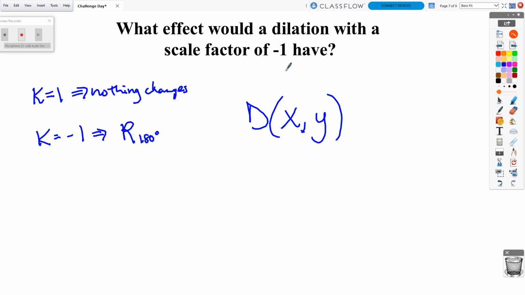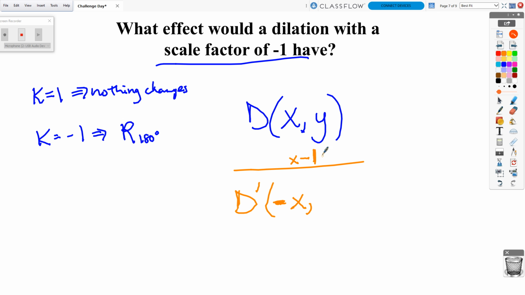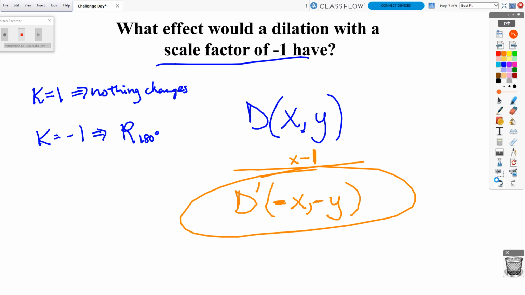And I go, hey, here's what I want you to do. I want you to dilate point D with a scale factor of -1. All right? So that means I need to multiply my x and y coordinates by -1. So D prime would end up at, so x times -1, that's -x. Y times -1, well, that's -y. Okay, so there's where D prime would be located, right?